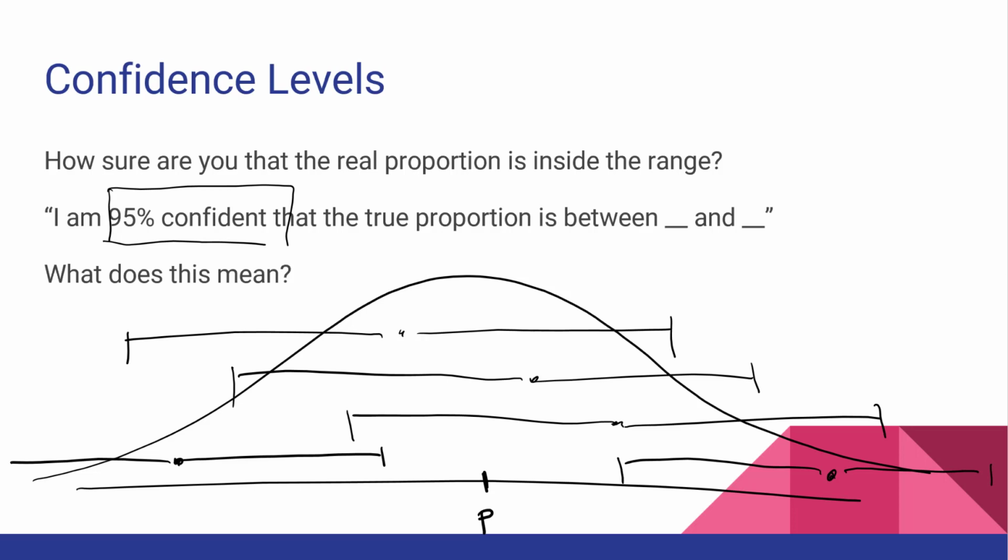What the percentage confidence means is that if you did the reaching out the arms for every single data point inside this normal model, then 95% of those points, once they reach out their arms, will capture the true proportion p. So that's what 95% confidence means. It basically means that 95% of samples of this size will capture the true proportion of p.